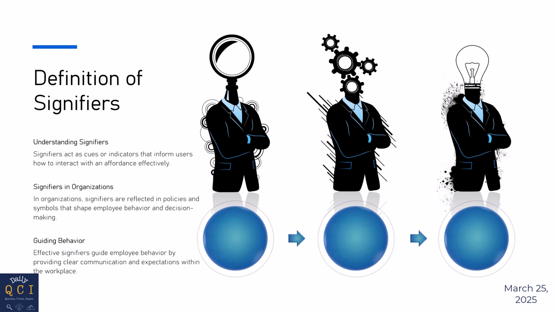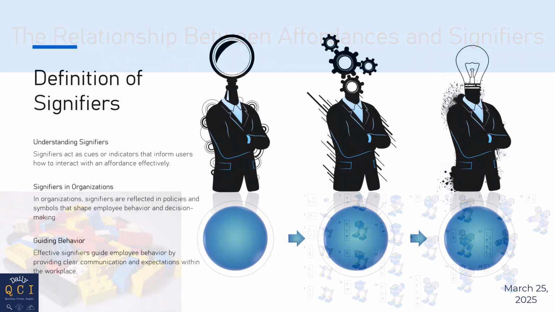Signifiers are the things on the door that tell you how to use it. So a handle might mean that you pull it. A plate might mean that you push it. A cutout might mean that you slide it. Get it? Okay. So we have affordances and signifiers.